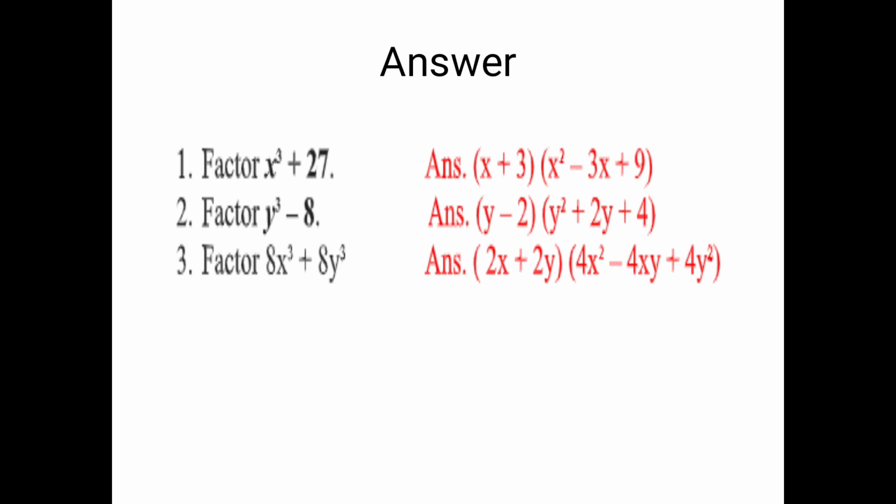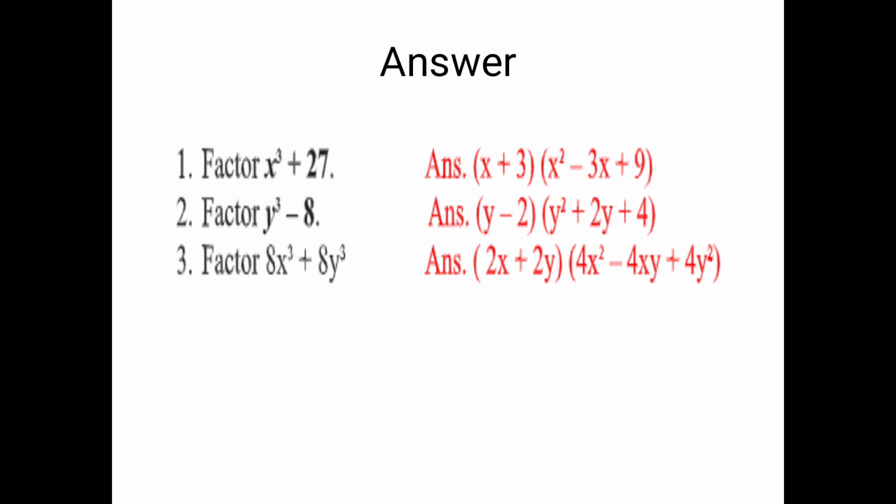Then we have to factor x cubed plus 27. Get the cube root of x cubed, which is x times x squared. Then the cube root of 27 is 3 times 9. So the other is 3 and then 9. Then to get the middle term in the trinomial factor, multiply x times 3, which is 3x.